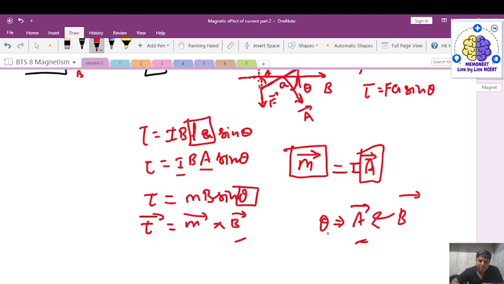So depending upon the angle between the area vector and the magnetic field vector, we will decide the magnitude of the torque experienced by the coil. So I repeat again that in the formula, tau is equal to MB sine theta, where theta is the angle between the area vector or the magnetic dipole moment vector and the magnetic field vector, right? So let's see one numerical for this.